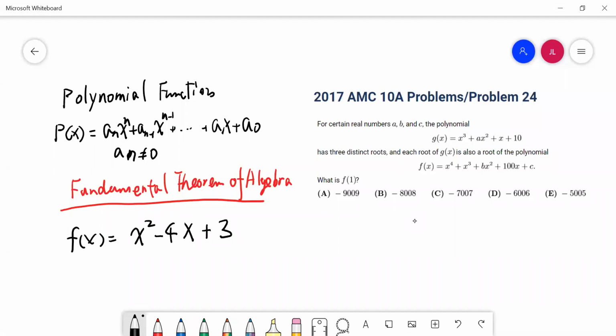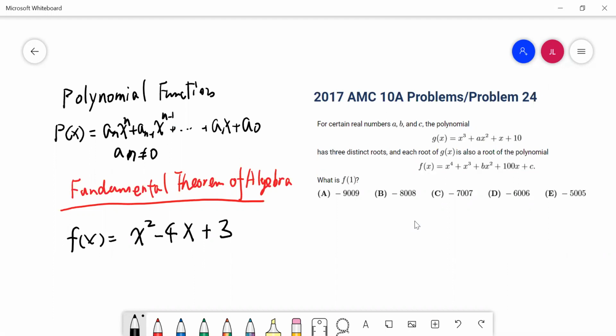Hi, we're going to look at this 2017 AMC 10A problem 24. This is a very good question on polynomial equations, polynomial functions. So let's see the question first.